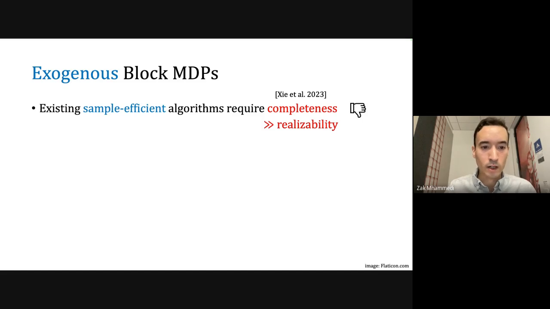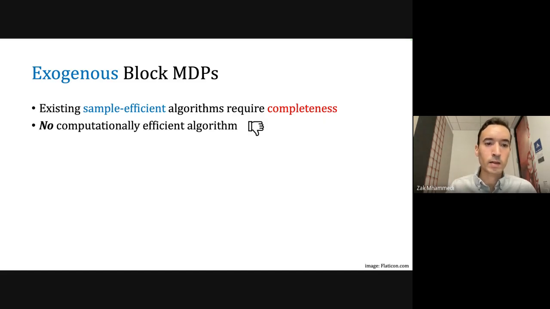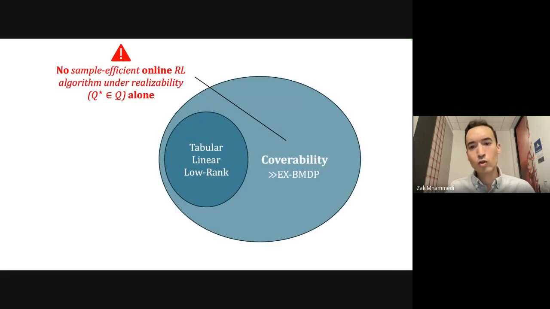Yeah, so this is not ideal. And even if you have completeness, we don't know of any computationally efficient algorithm for this setting. So this is true more broadly for the coverability setting under online access. And in this paper, we show that this setting becomes indeed tractable, at least statistically, when you have local access. So this is one of our results.